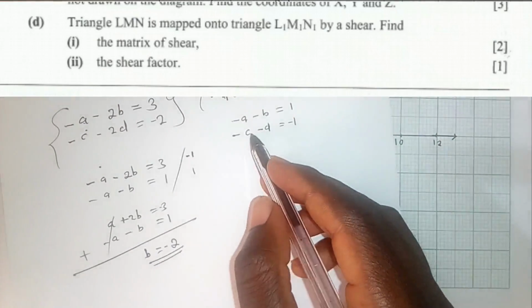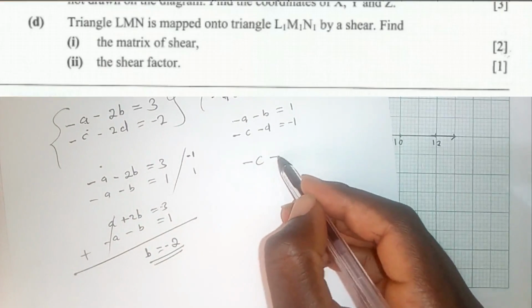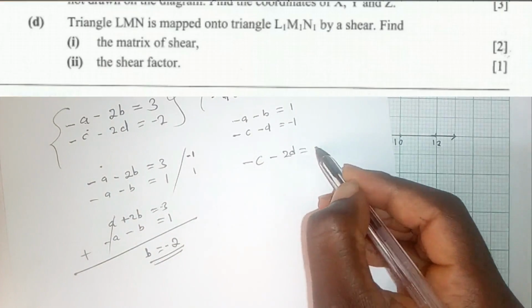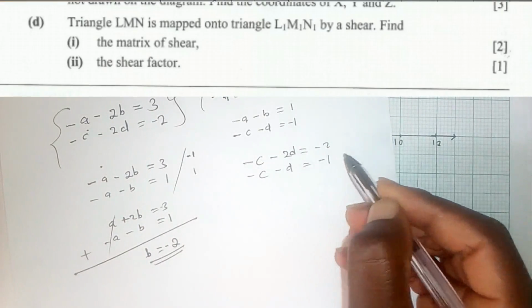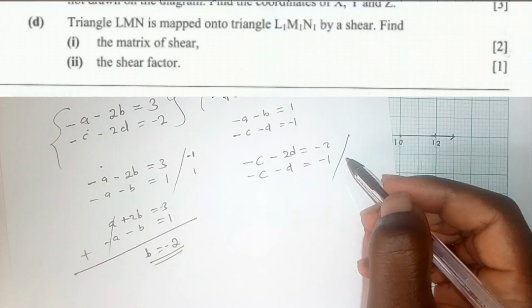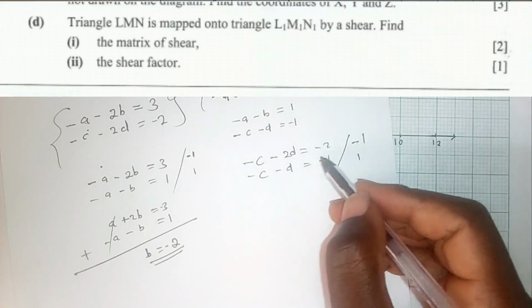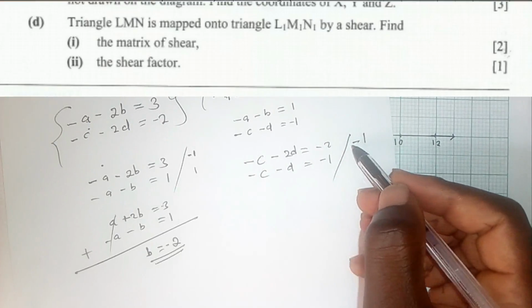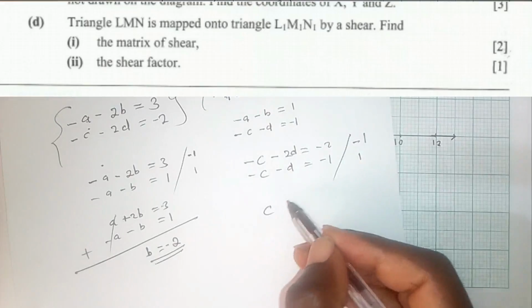And then we come to this other one, we pick the one with c, also this one. And then here we solve, we multiply by -1. If you don't know how to solve the simultaneous equation, check my videos, you'll be helped, or you see on how to solve simultaneous equation.